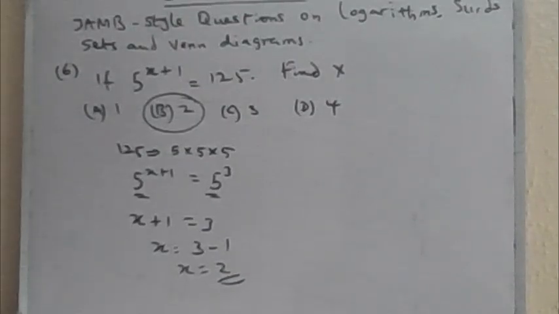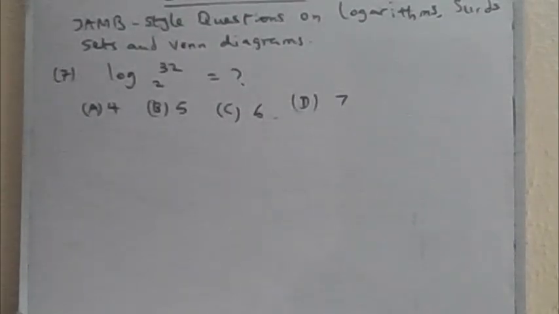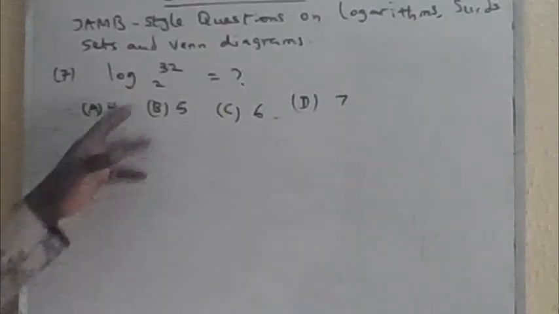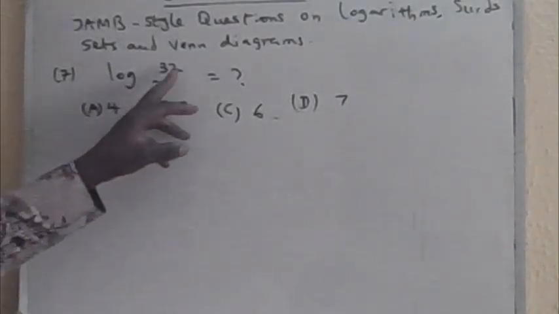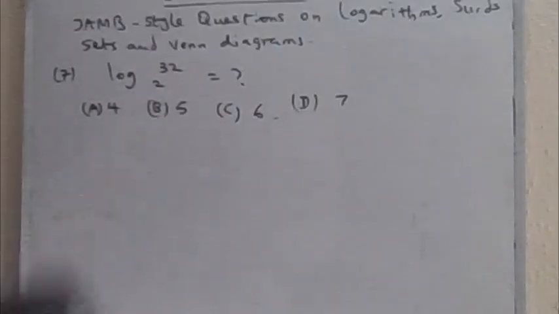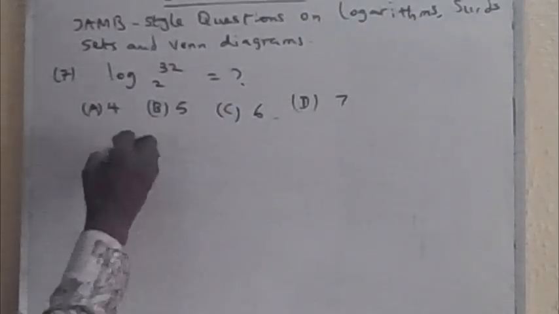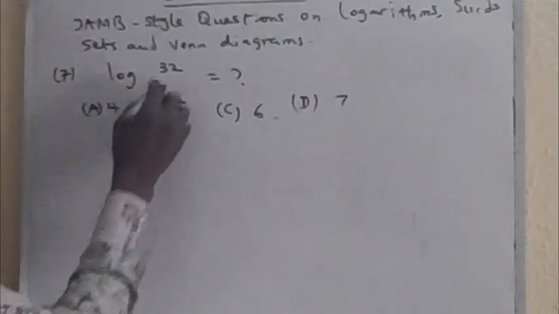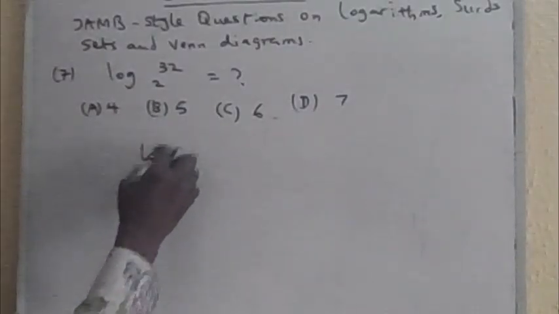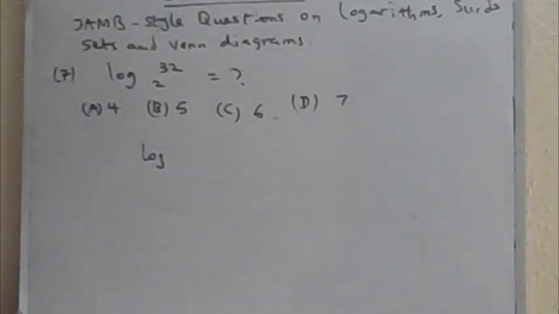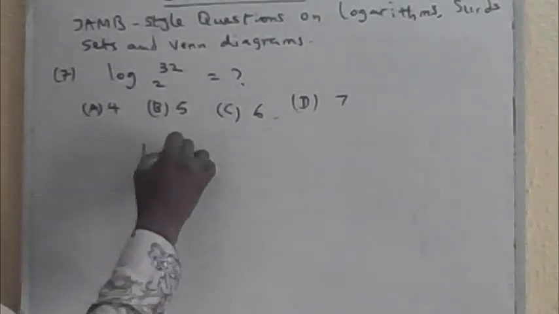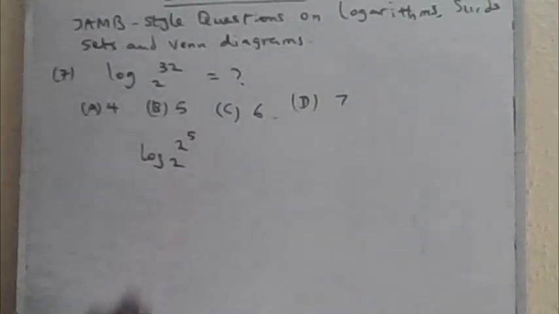So another possible JAMB question this year on logarithm is log 32 to base 2. What is it? Okay, again, you just express this as a power of a lower number. So 32 is the same thing as 2 to the power 5. So I'll say log 2 raised to the power 5 to base 2. How do I know that it is 2 raised to the power 5? I break 32 down, for instance.